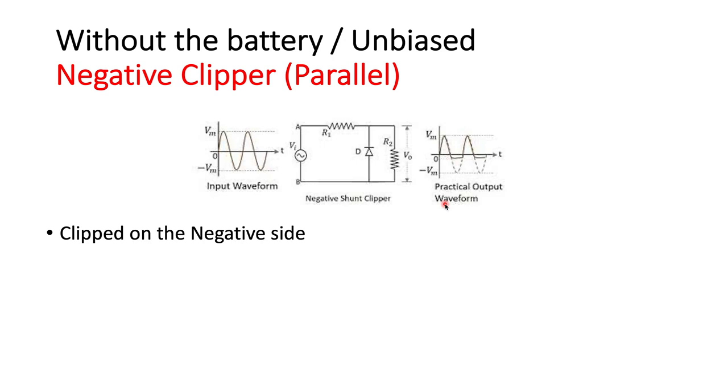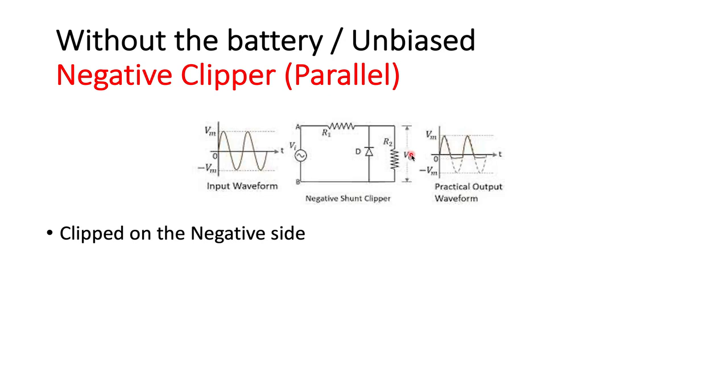So it is clipped on, as the name suggests, it is the negative clipper. The input waveform will be clipped, or the negative side will be clipped away. When the input voltage is positive, this will be positive and this will be negative, so the diode does not conduct and the output waveform will be the same as the input waveform. If this is positive and this is negative, the diode conducts, and V0 will be 0.